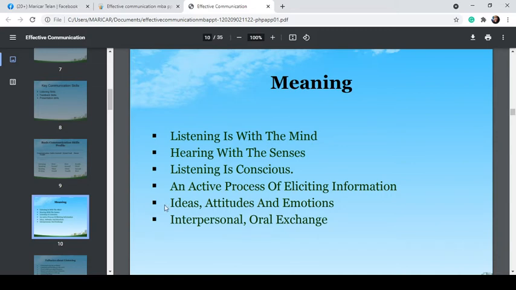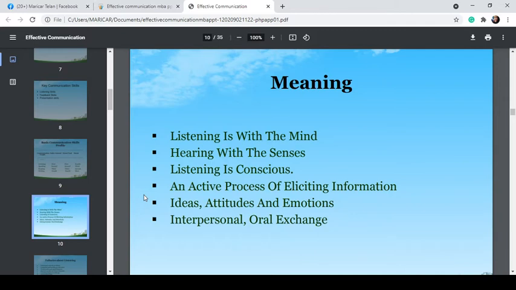So what is the meaning of it? Listening is with the mind. When you listen, your brain absorbs it. Hearing is with your senses. When you hear, you use your ears and your other senses to absorb the ideas.